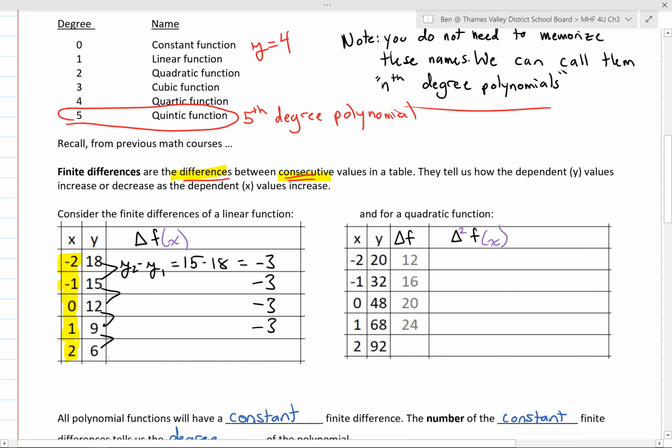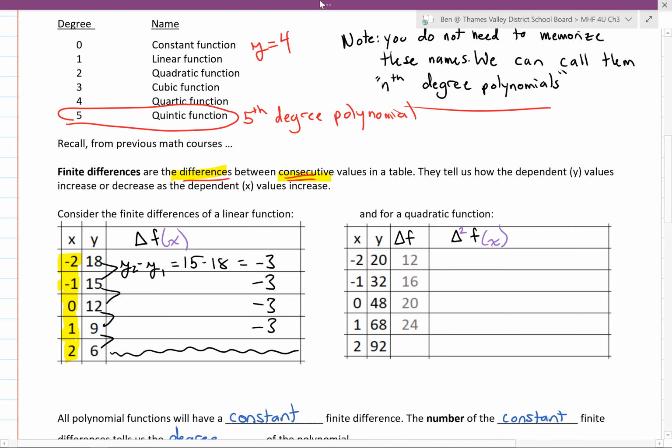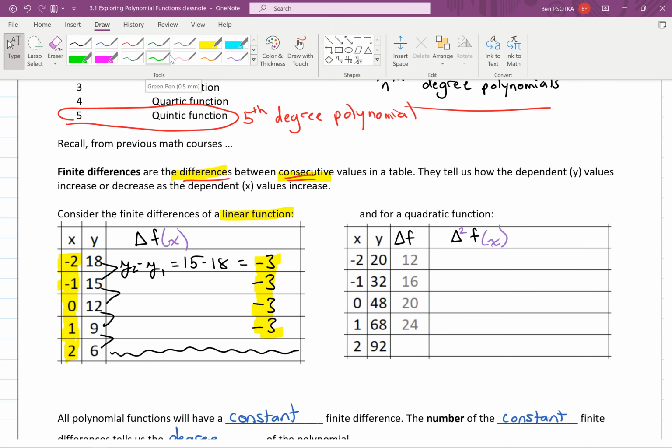We cannot calculate a finite difference down here because we need 2 y values to calculate a finite difference. Now we notice, obviously, because this is a linear function, then our first finite differences that we calculated are all constant. That's what tells us it's a linear function, right? Again, this should be reviewed.